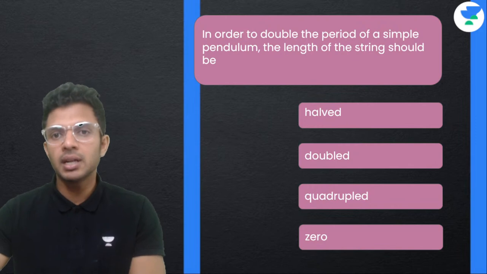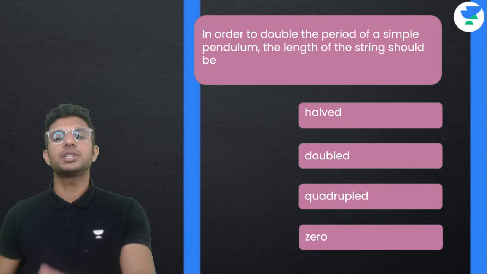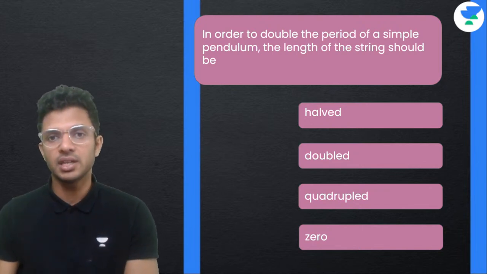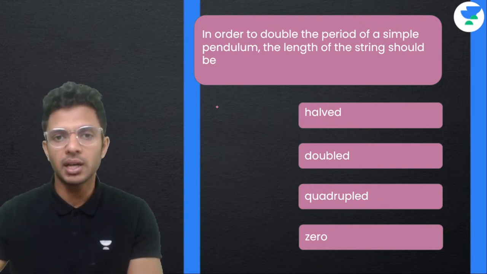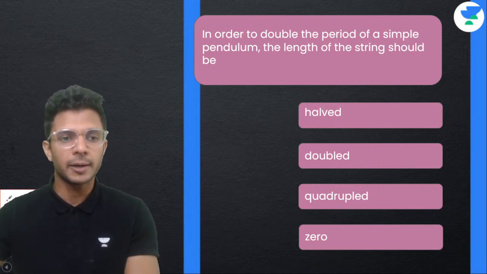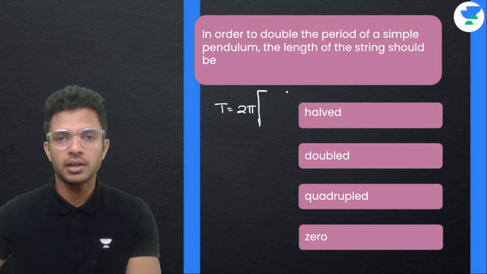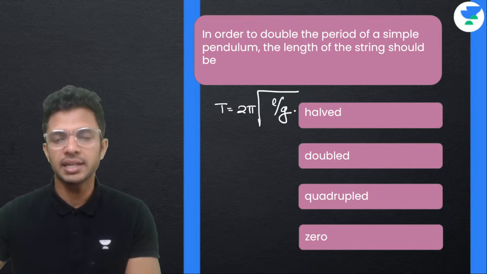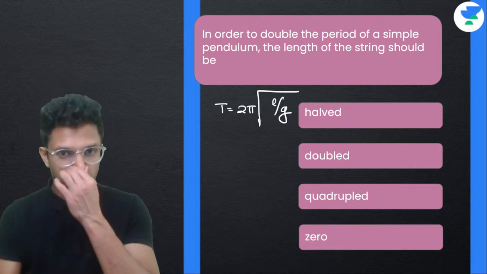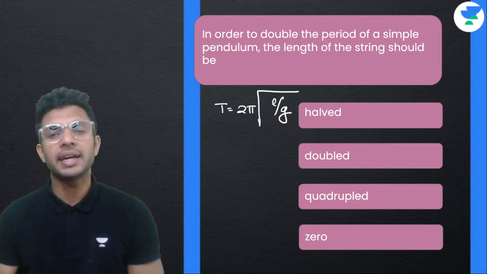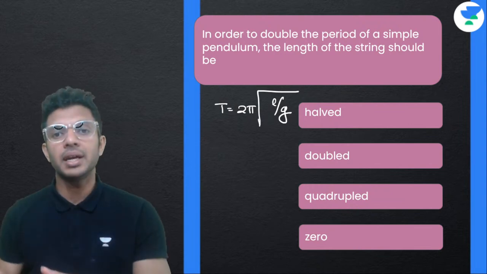In order to double the time period of a simple pendulum, the length of the string should be... What changes have to be made to the length of the string so that we can double the time period? First, let us write down the formula for time period. The basic formula: T = 2π√(L/g). The question is, if I want to make the time period 2 times, which means double the value, what change has to be made in the length?